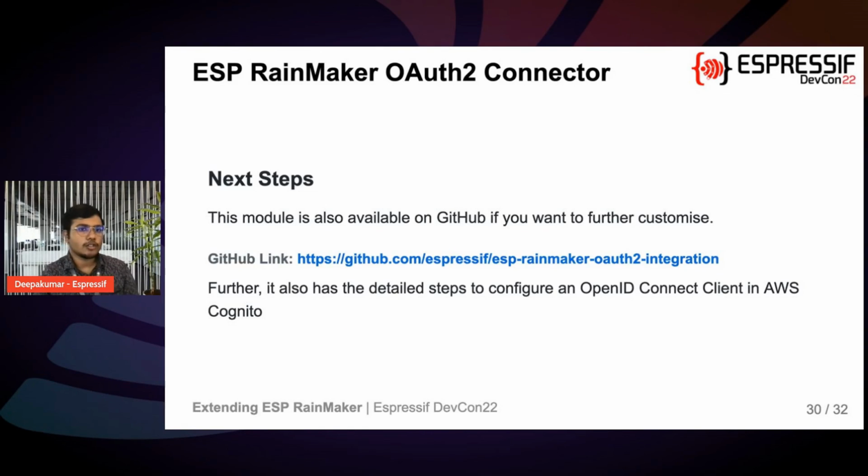Now, as we have seen in the demo how it seamlessly integrates Cognito and GitHub, this module is also available in GitHub for further customizations. The link provided here is the GitHub link. Further, there are detailed steps to configure the OpenID client in AWS Cognito as well.